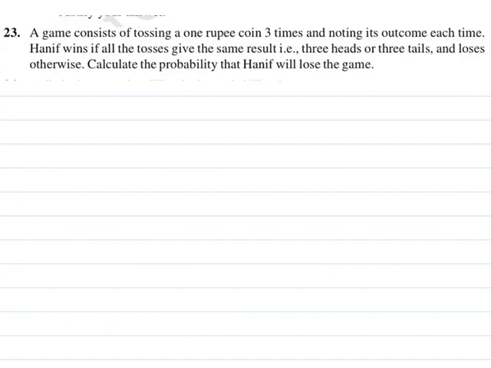A game consists of tossing a 1 rupee coin 3 times and noting its outcome each time. Hanif wins if all the tosses give the same result, 3 heads or 3 tails, and loses otherwise. Calculate the probability that Hanif will lose the game.